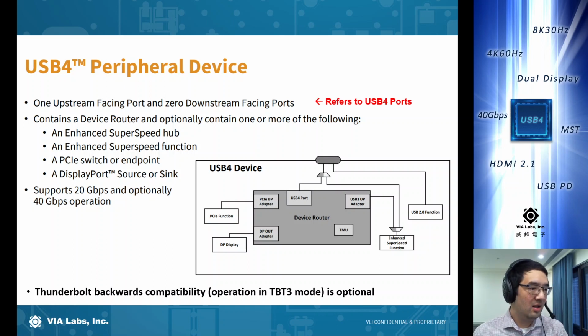From a USB 4 perspective, this is still a peripheral device because we don't have any additional USB 4 downstream ports. In a USB 4 device, you can have other functions such as DisplayPort. The VL830 has one of those too. You can have PCIe; VL830 did not integrate a PCIe function. For a USB 4 peripheral device, you can certify at just 20 gigabits per second, and 40 gigabits per second operation mode is optional. VL830 will support up to the full 40 gigabits per second. Thunderbolt 3 backwards compatibility is optional. In general, if you want to implement Thunderbolt 3 backwards compatibility, then you also need to have a PCIe function, because Thunderbolt 3 did not tunnel USB directly, it needs to do it using PCIe.